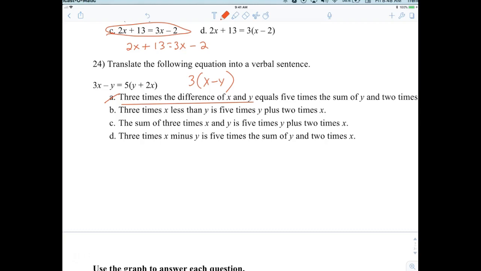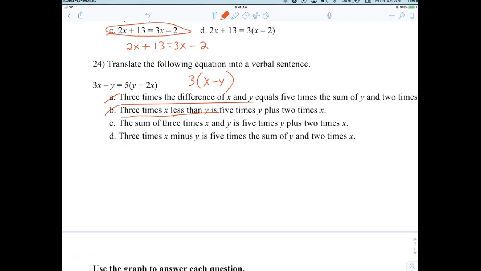All right. So now for B, 3 times x less than y. Did everybody see that? Yeah. Have to be switched, correct? All right.